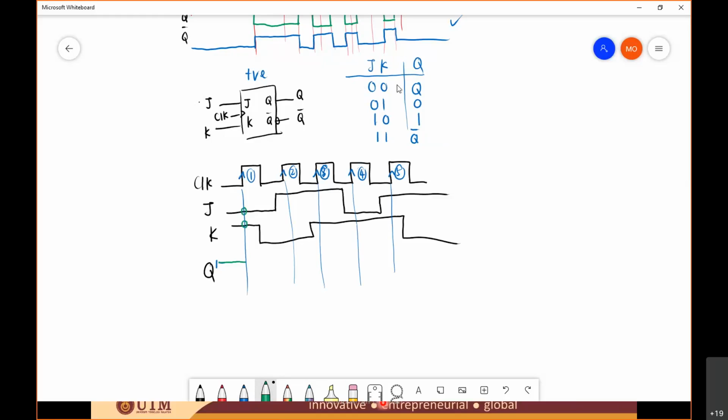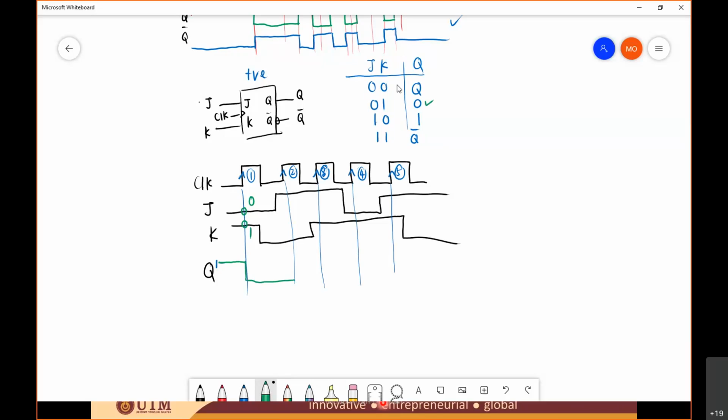Okay, so this JK input here, what is the value of your JK kat sini? 0, 1. Okay, so 0, 1, you know that you're going to reset. Okay, so reset from here until next rising edge.